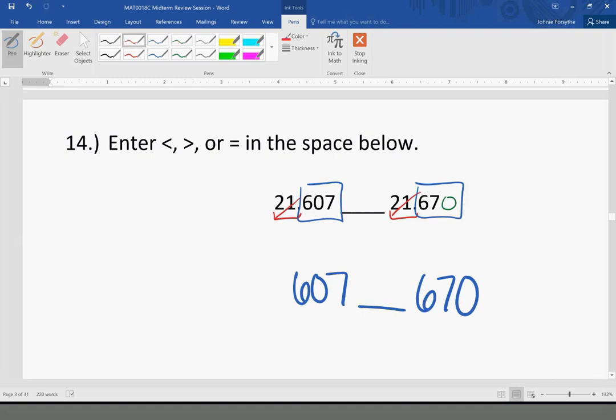.607 we know is less than .670. So that means that 21.607 is less than 21.670. Okay? So this is not 67, it's 670 in terms of comparing them with the other decimal.